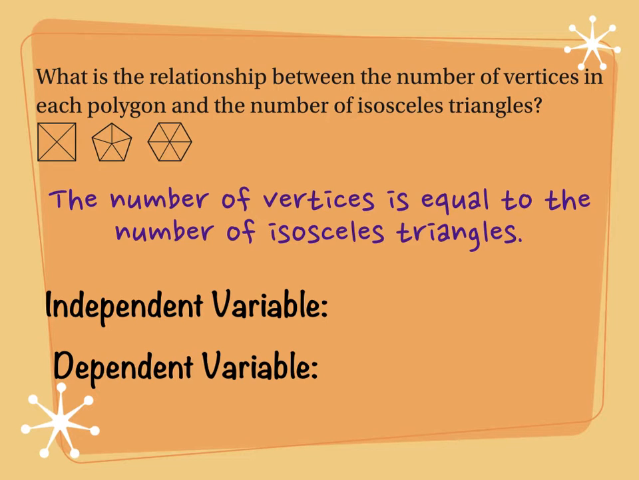What we're starting with here is the shape, right? The polygon is there first, and that's what has the vertices. So your independent variable is going to be the number of vertices. Your dependent variable would be the number of triangles. If you have 7 vertices, you'll have 7 triangles, and so on and so forth.